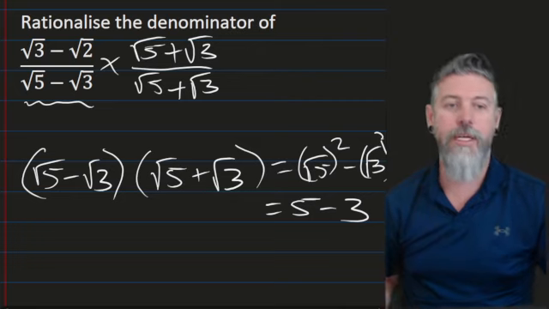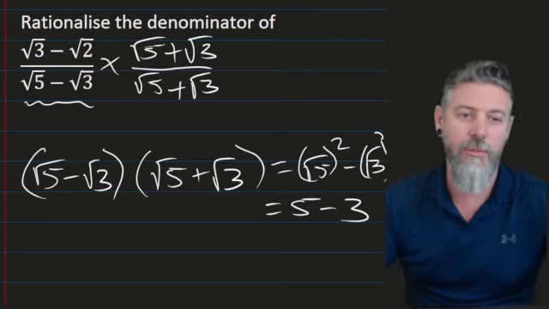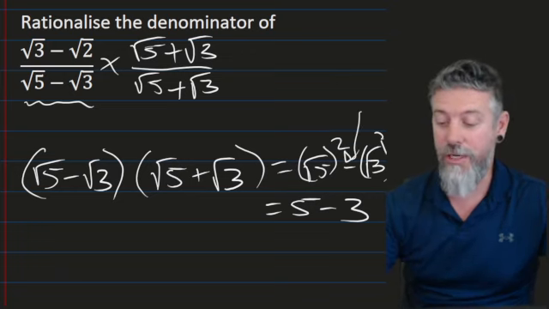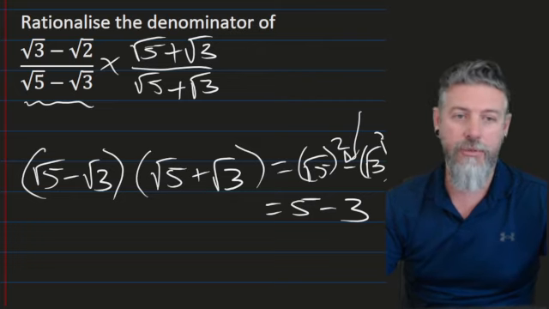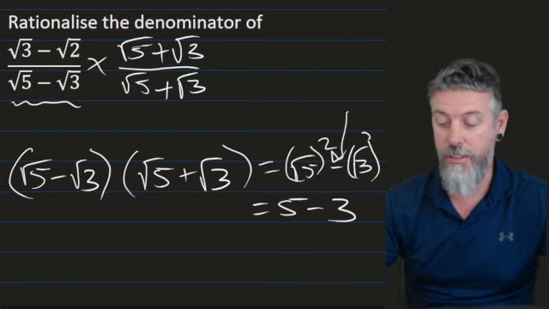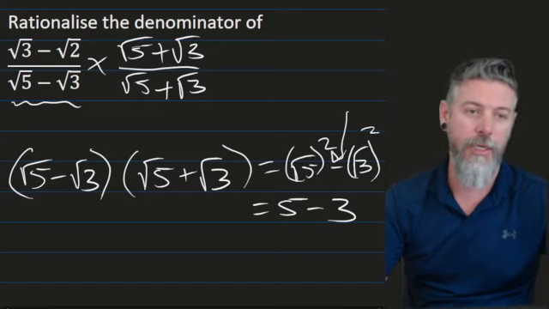Now, students will make a mistake here. So Mr. Hepworth, you've written a minus in between there. It needs to be a plus. No, it doesn't. That minus is not affected by the squared. The squared is only affecting that root 3. It's only affecting that second term. It's not affecting the bit in front of it. That's a terrible root 3 squared, isn't it? There we go. That's a little bit better.